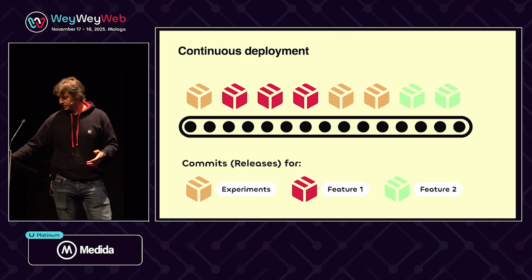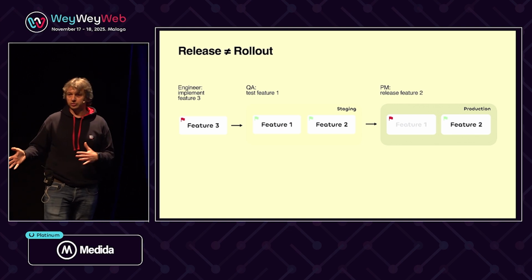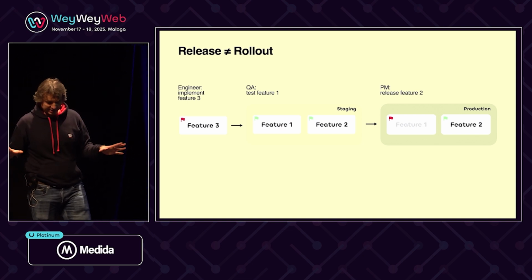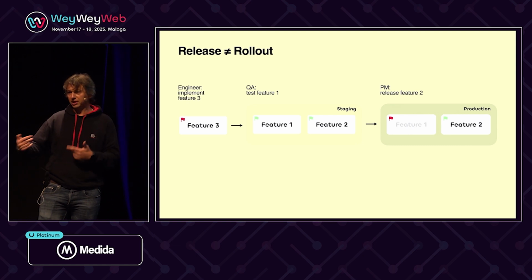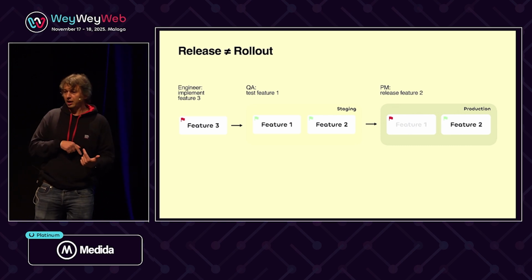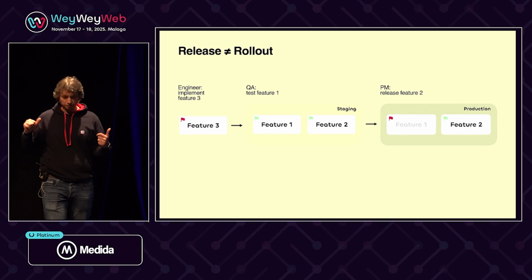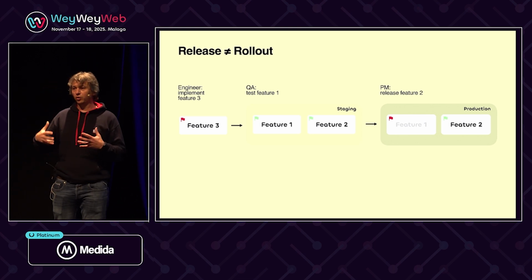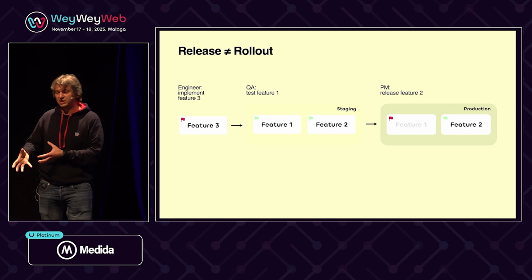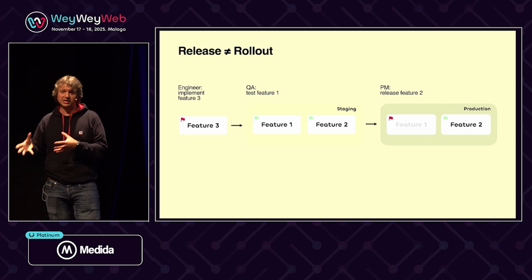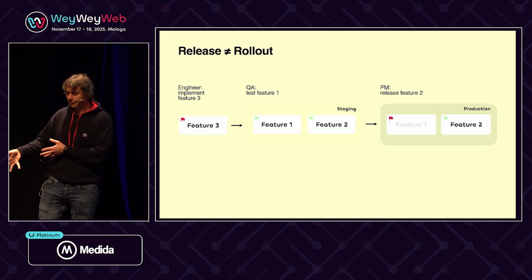And to make this possible, we separate release from rollout. They are two different things. So basically, every merge goes straight to production, but behind a feature flag. And that means that our code, when it's deployed, is inactive, and we start to test our feature on the test environment already after it's technically on production.